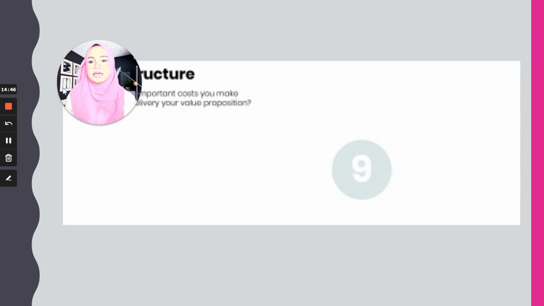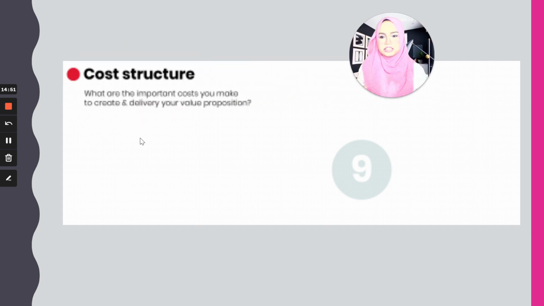And lastly, the cost structure. Cost structure is where you put how much money you need to spend to produce the product and to do your day-to-day business activities. What are the important costs that you will incur, the expenses that need to be made? Of course, one of the important ones will be the purchase of your raw materials or ingredients. This is the number one cost that will be incurred the most in your business.